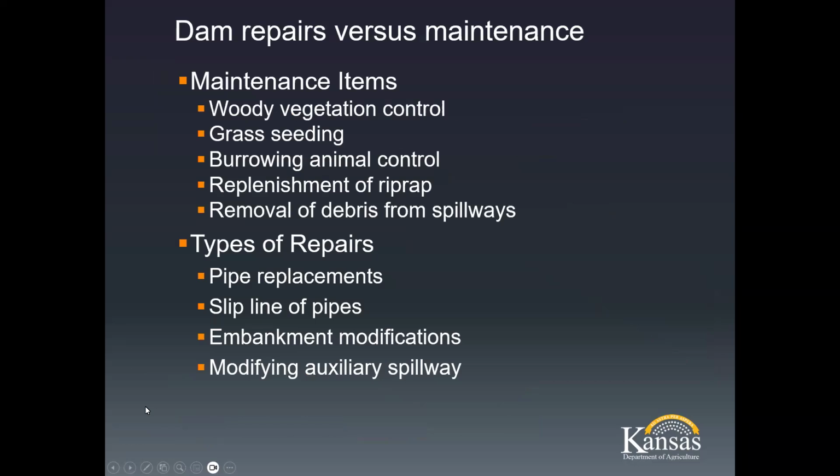So there are some differences between maintenance and repairs. Maintenance items are controlling vegetation, putting in grass seeding, dealing with burrowing animals, replenishment of riprap, and removal of debris from the spillways. Types of repairs are your pipeline replacement, slip lining of pipes, embankment modifications, or modifying the auxiliary spillway. The repairs require permits; the maintenance does not require permits.